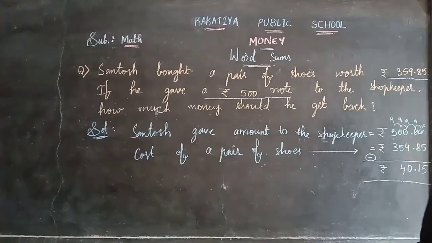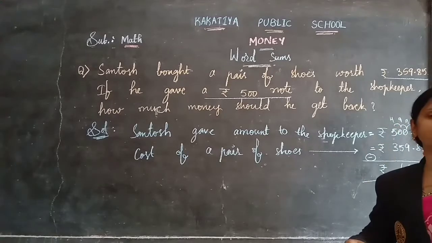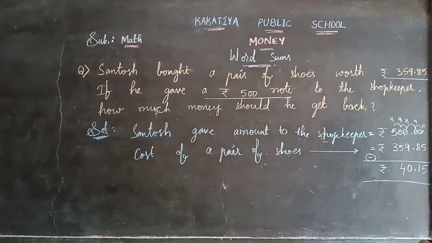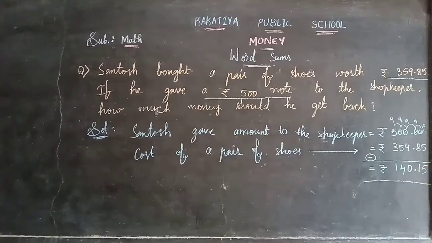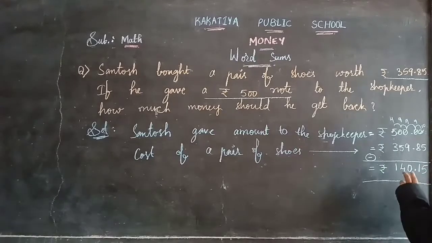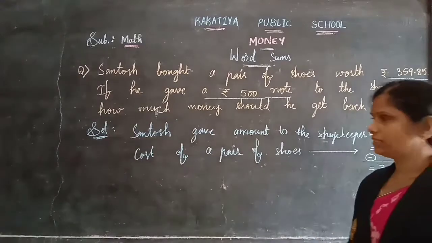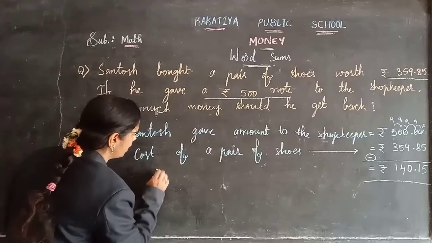Now 4 minus 3, or else from 3 to get to 4, how many numbers do I require? 1 number I require to reach 4. So 1. Okay, this is the amount which he will get back from the shopkeeper. So 140 rupees 15 paise. He will get back this amount. So what is the required step?